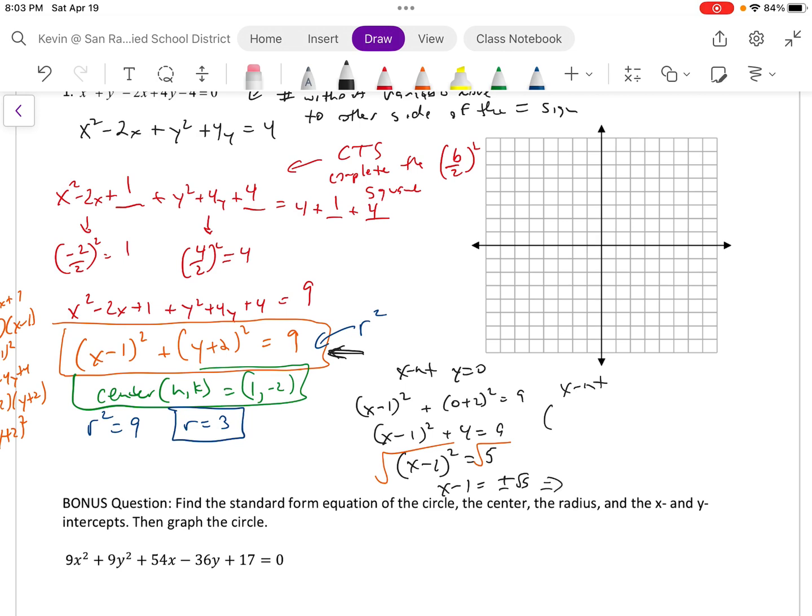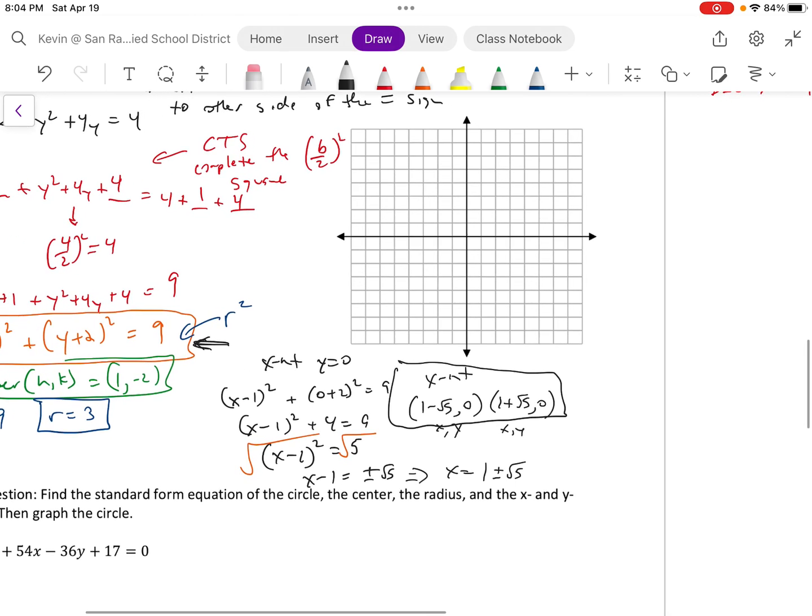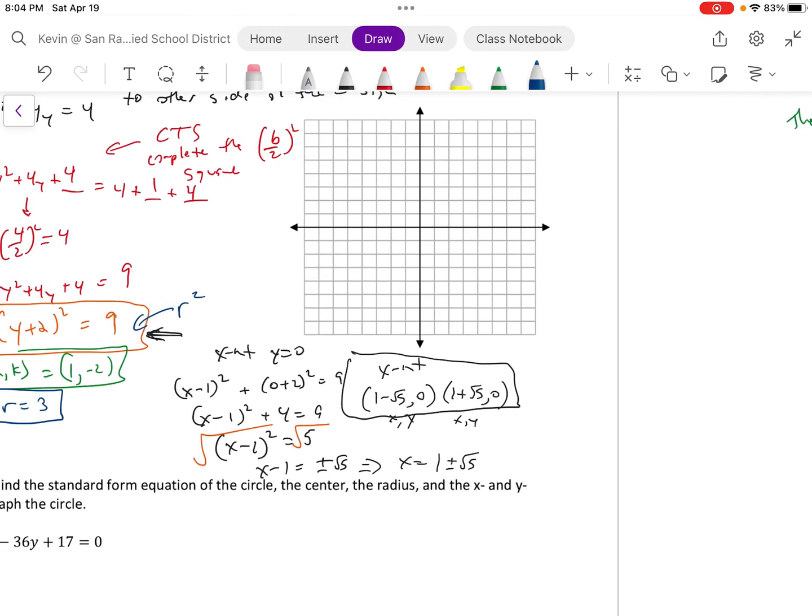So my x-intercepts are going to be, remember, x-intercepts are a point. So it's going to be, oh, I'm sorry, didn't finish this. x equals 1 plus or minus the square root of 5. So my x-intercepts are going to be (1 minus the square root of 5, 0), x and y value. Okay? And then my other intercept is going to be (1 plus the square root of 5, 0), again, x and y value. So those are my x-intercepts.